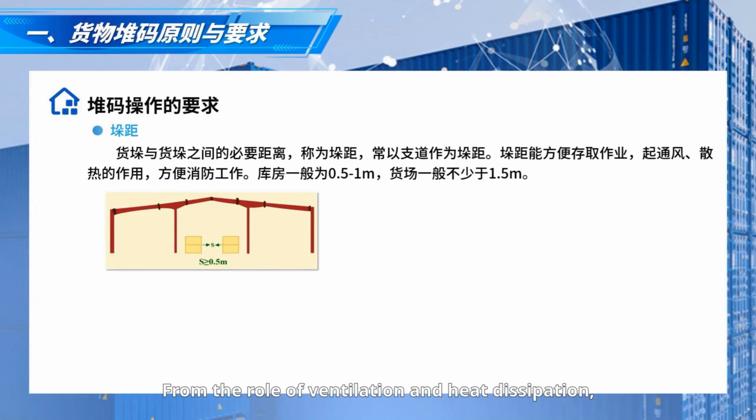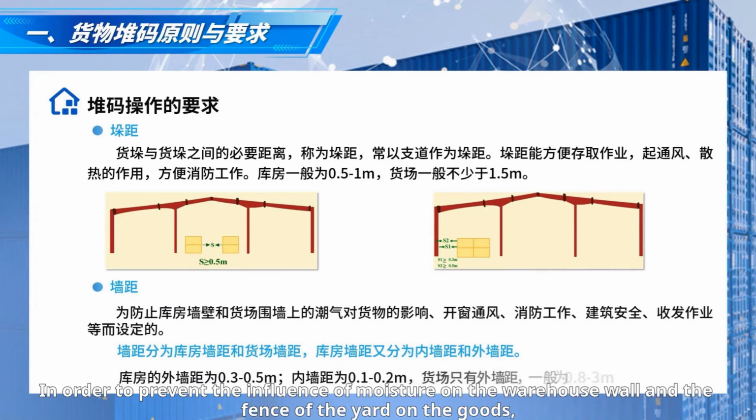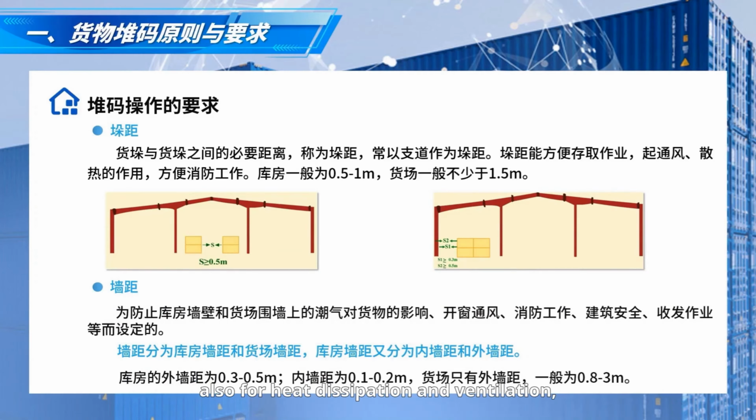From the role of ventilation and heat dissipation. Convenient fire work. The second is the wall distance. In order to prevent the influence of moisture on the warehouse wall and the fence of the yard on the goods, also for heat dissipation and ventilation. Firefighting work. For construction safety dredging operations, the stack must have a wall spacing.